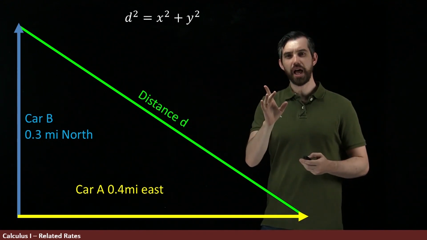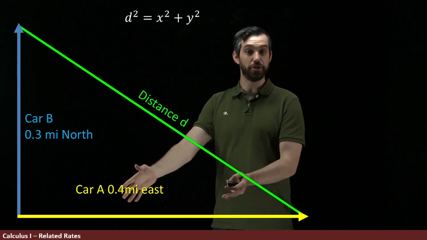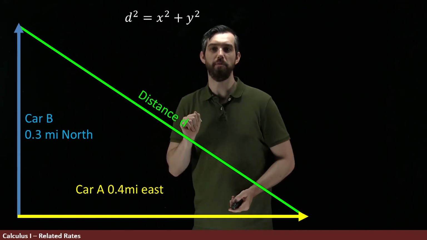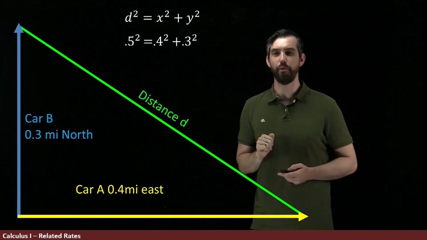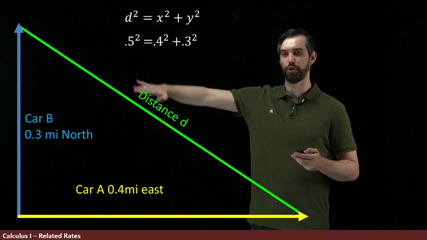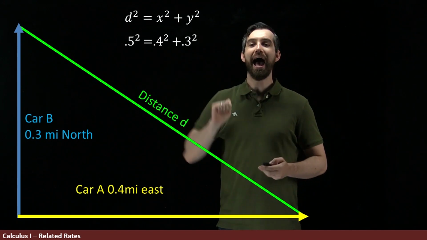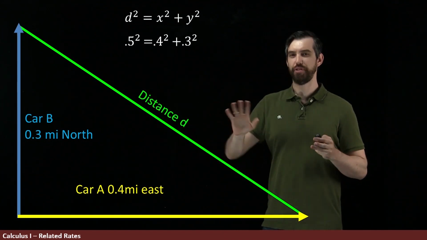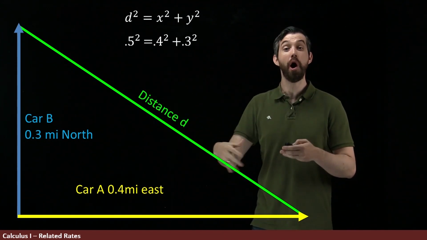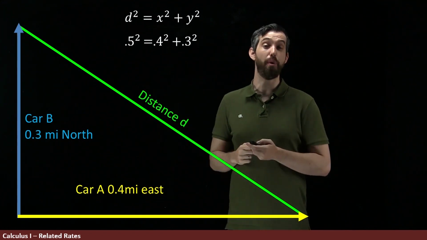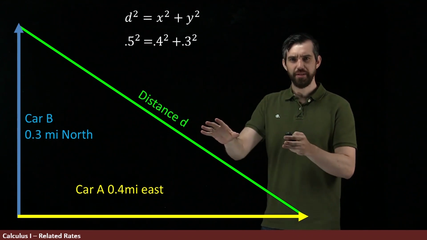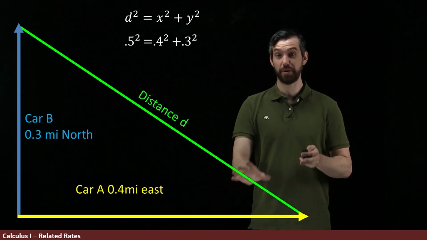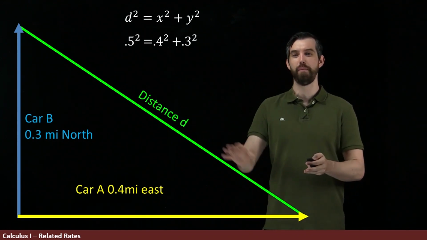And then, since I know what car A has driven, the 0.4 miles, and I know what car B has driven, the 0.3 miles, I can plug those numbers into my equation and get that the distance between them is going to be a half mile. All right, so this expressed the relationship, but not amongst the rates, amongst the original quantities, the x, the y, and the d. And indeed, this relationship was at this specific time when it was 0.4 miles and 0.3 miles.